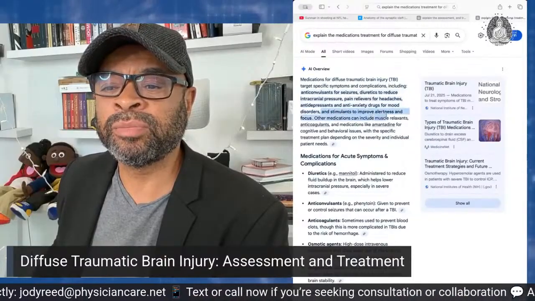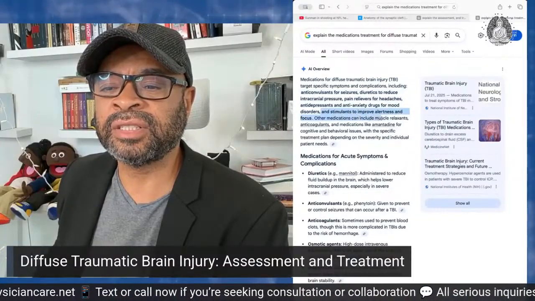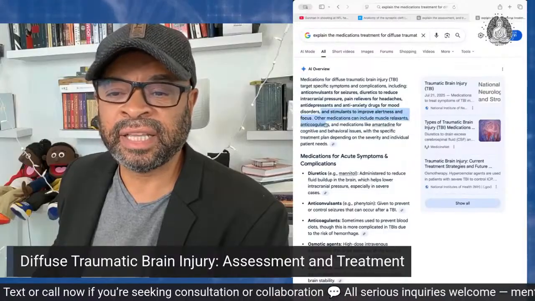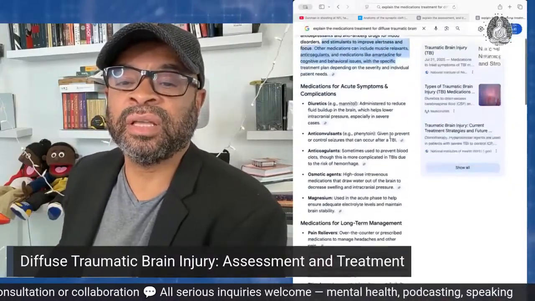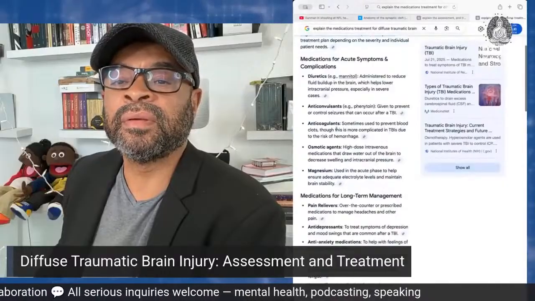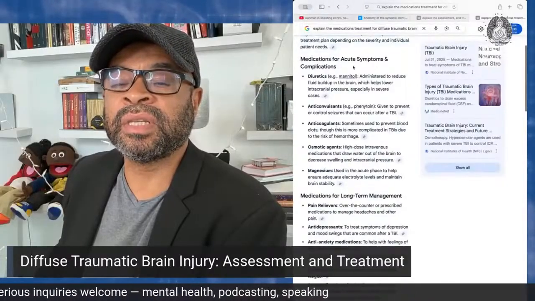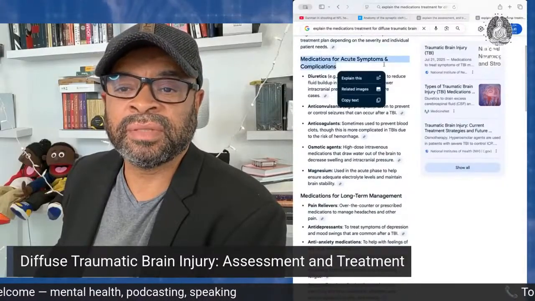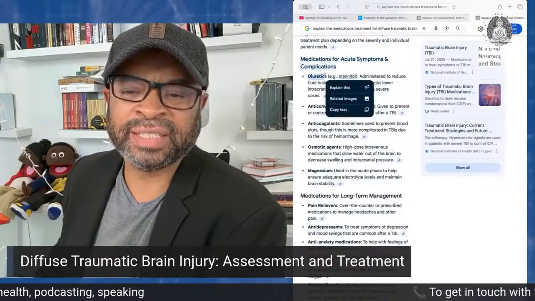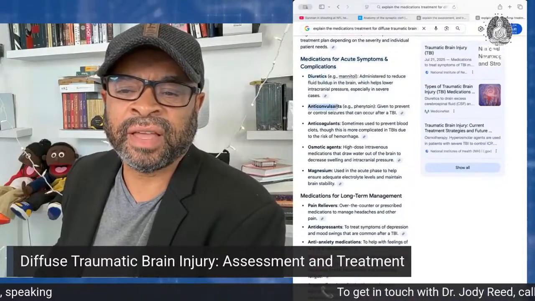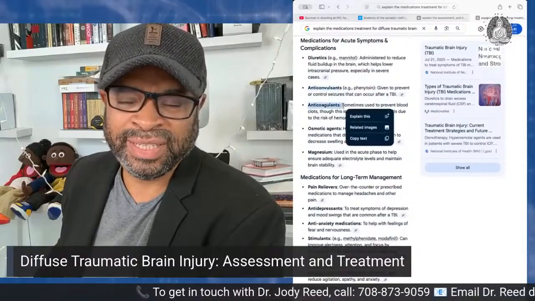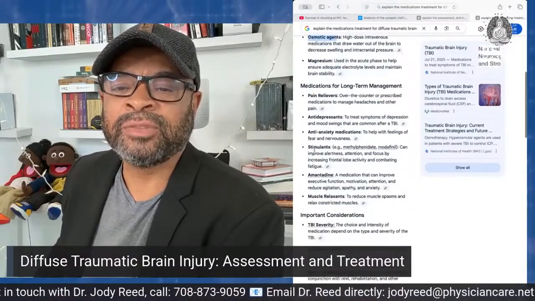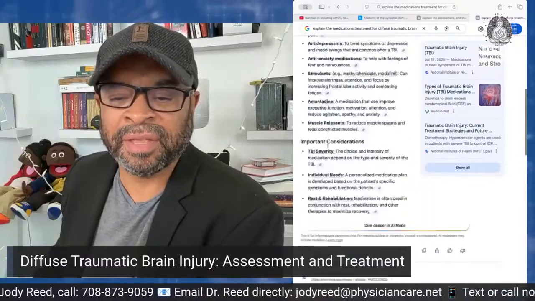And stimulants to improve alertness and focus. Other medications include muscle relaxants, anticoagulants, and medications like amantadine for cognitive and behavior issues. Okay. Medications for acute symptoms and complications. Diuretics, leave that to the other team. You have your anticonvulsants. I prefer Depakote. Anticoagulants, we leave that to the medical team. Osmotic agents, the medical team. Management long term. Yep. Same thing.